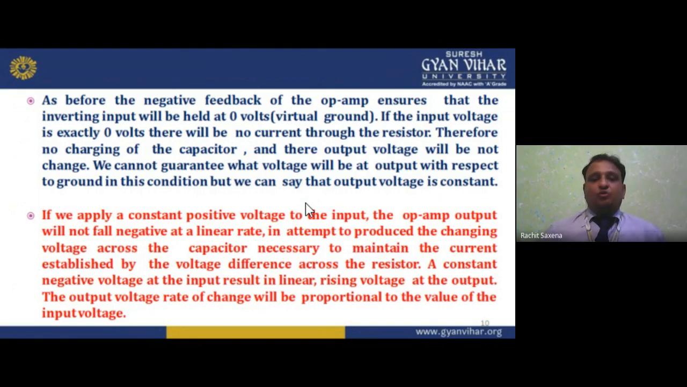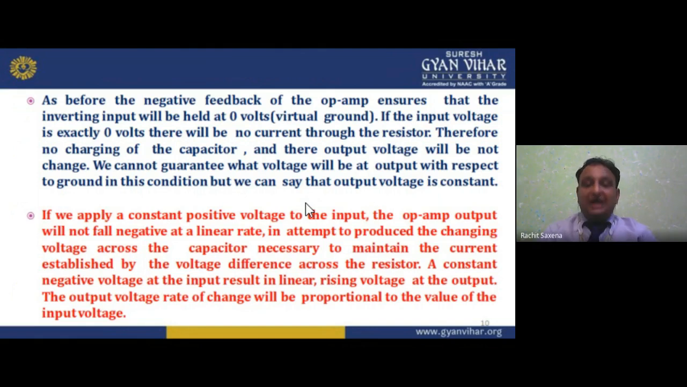If the input voltage is exactly 0 volts, there will be no current. What happens? No current through the resistor. Therefore, no charging of the capacitor. No current is flowing through the resistor, meaning no charging of the capacitor, and therefore the output voltage will not change, because no current is flowing through the resistor and no charging of the capacitor takes place. So therefore, the output voltage will not change.